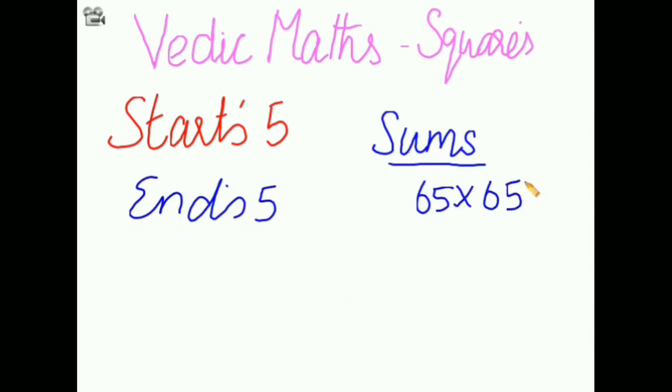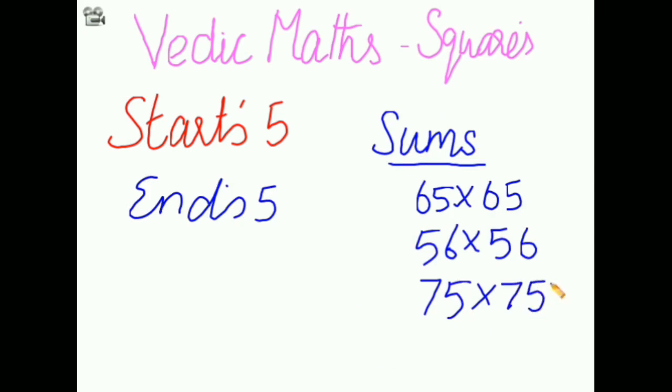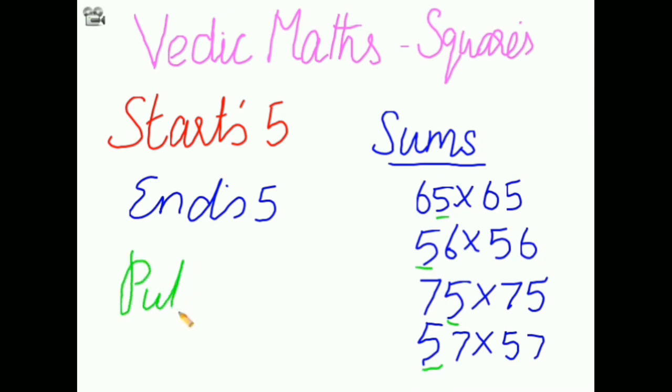Just practice these sums: 65 into 65, 56 into 56, 75 into 75, 57 into 57. Just practice these sums and get the answer. With the timing, just calculate. Write your answer with the timing in the comment box. You can see all the numbers either start with 5 or end with 5. So with this rule, you can find the answer. With the timing, present your answer in the comment box.